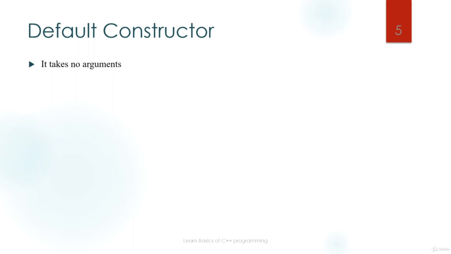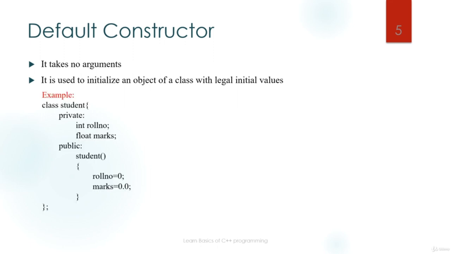As the name indicates, the default constructor is not going to have any arguments. It is used to initialize an object of the class with legal initial values, which can be initialized to zero also. Here is the example of the default constructor. We have created the class student, with the data members declared as private. In the public section, the constructor is declared, and the data members are initialized to zeros. Now, this is called the default constructor.